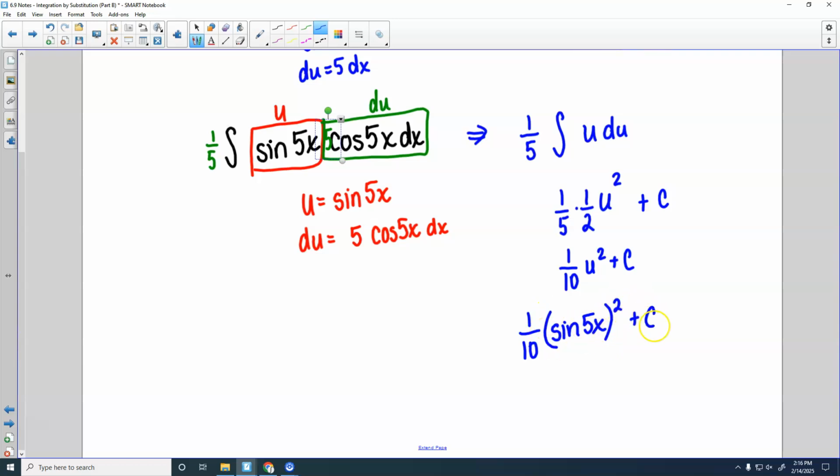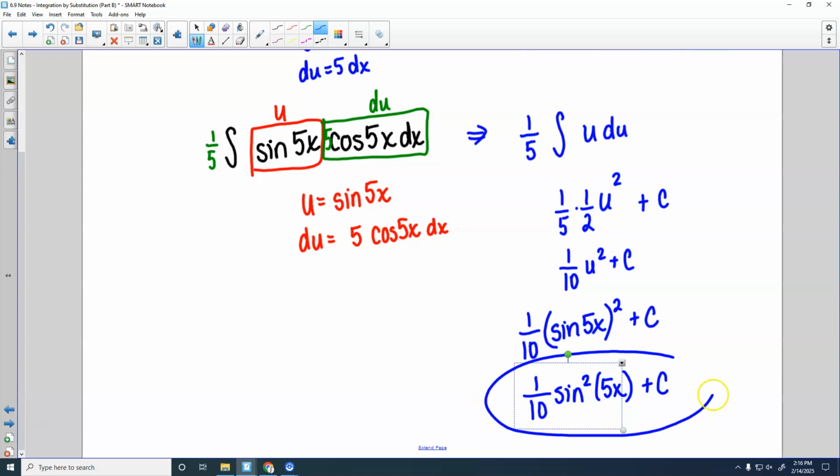squared plus c. You will probably see this written this way: 1/10 sine squared of 5x plus c, because they just generally like to write it that way. Although the line before it would, of course, still be correct, and on FRQ would be fine.